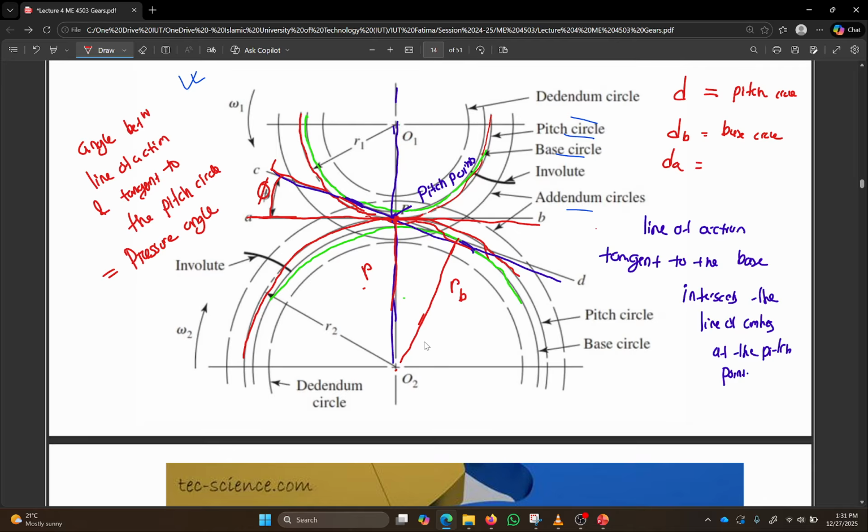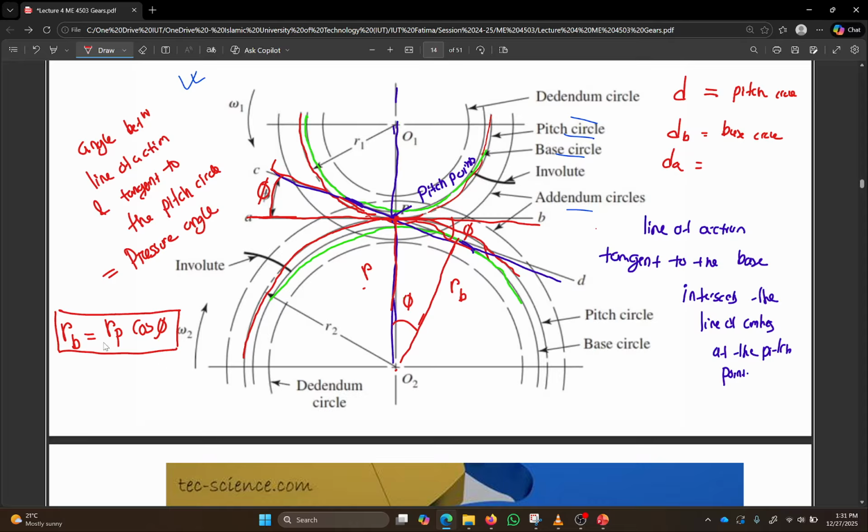Now let's see. If this is RB and this is R, and this angle is phi, then using geometry, this angle is also phi. So the relationship between base circle and pitch circle is that the base circle radius is equal to the pitch circle radius times cos phi. This is another important formula that you will need later to design gears.